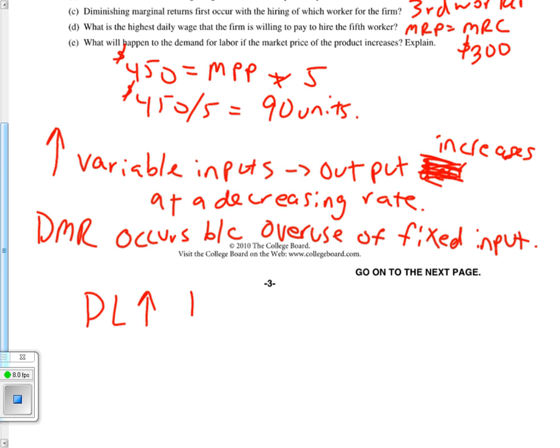because when you increase the price of the product, it also increases MRP of labor. And if you wanted to, you could put specific numbers in there to illustrate the point, but you're looking at demand for labor increases because an increase in the product price makes each worker more valuable to the company in dollars in terms of MRP.